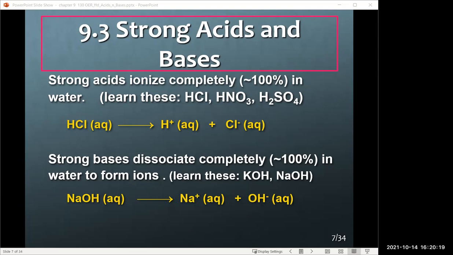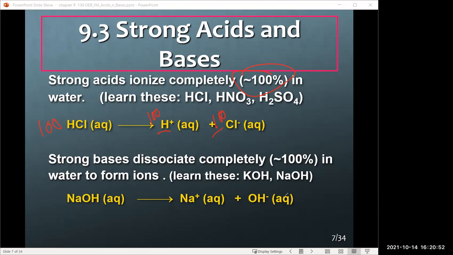Okay, so let's say I had 100 units of hydrochloric acid molecules, 100 of them. When they dissociate, being a strong acid, it will give me 100 units of the proton and 100 units of the chloride ion. Approximately 100%.